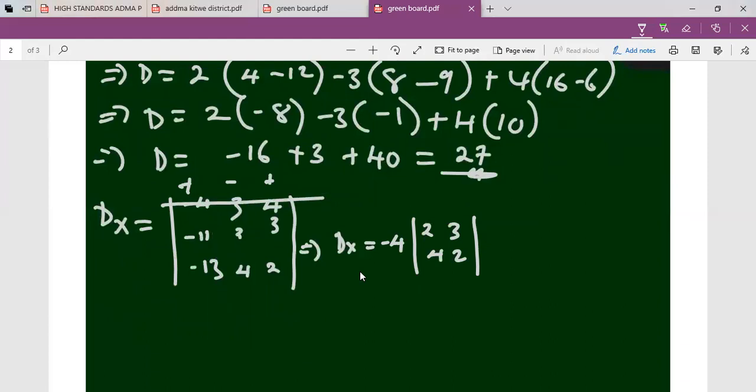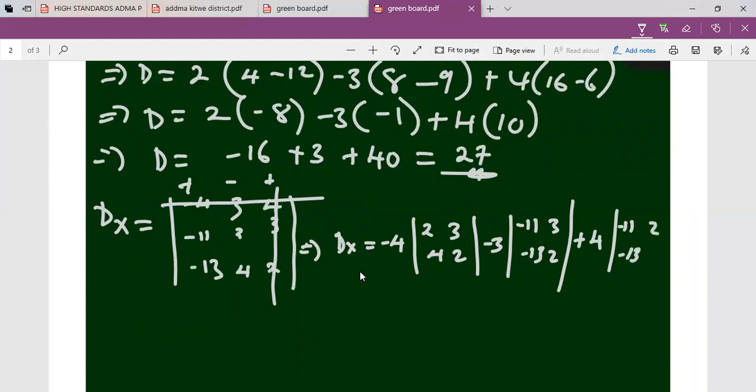So when we eliminate this with that, you remain with -11. So there's -3, -11, 3, -13, 2. Okay, so we are done. The next one is +4. So when we eliminate that with this, you have -11, 2, -13, 4, like that. So this implies that the determinant with respect to x is -4.